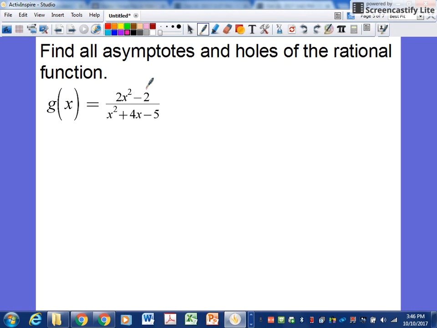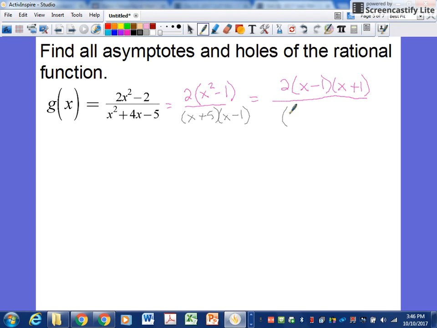So let's do the same thing for this one. On top, I have 2x squared minus 2, which we should know has a 2 in common, so we'll factor out the 2. And then the top can factor 2, x minus 1, and x plus 1. Okay, so there's your numerator completely factored because we need to see if we can cancel anything out. So the bottom factors to x plus 5 and x minus 1. Those are the numbers that multiply to give you negative 5, but add to give positive 4. So x plus 5 and x minus 1.